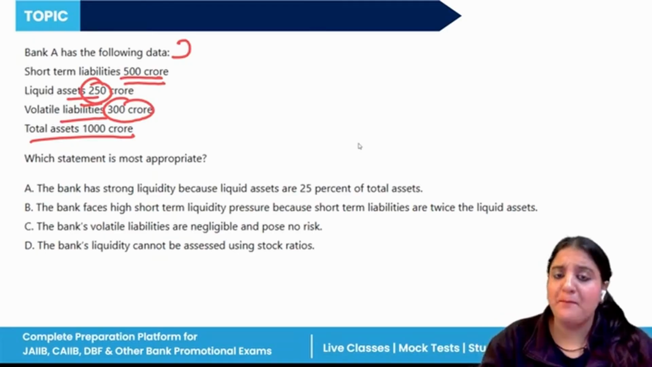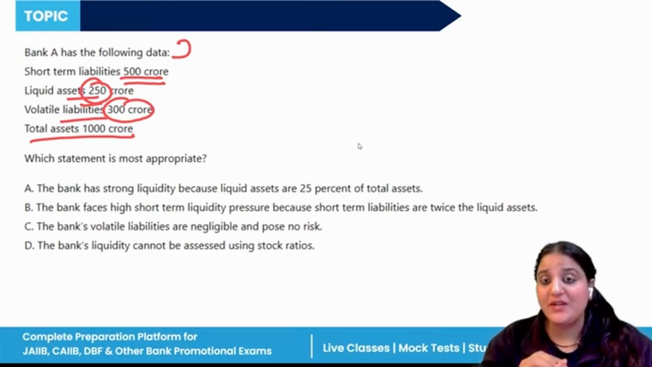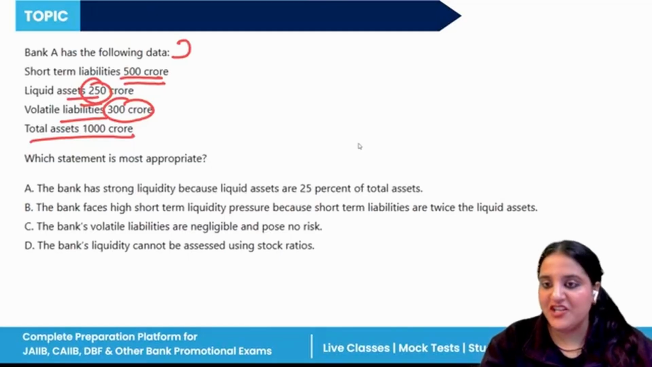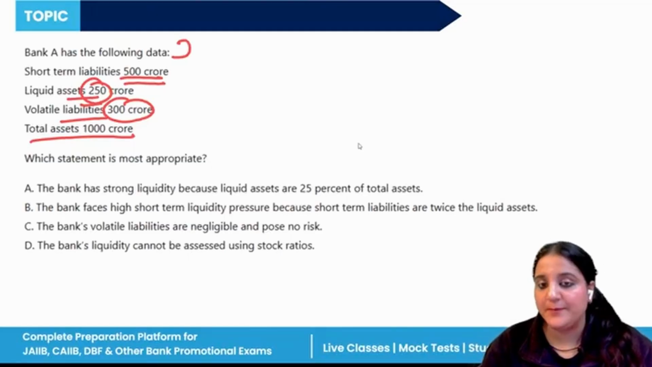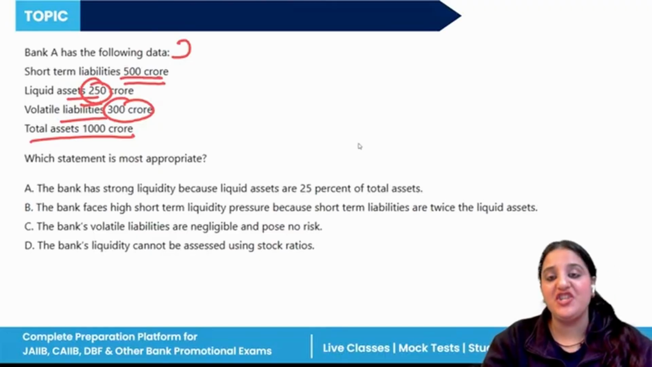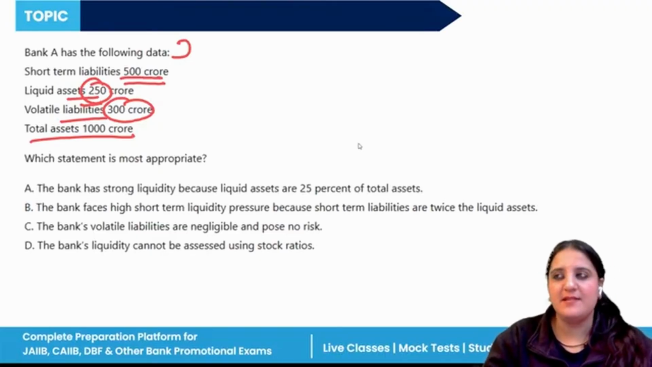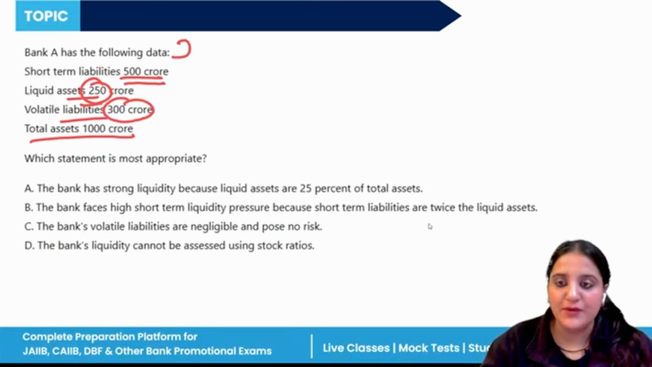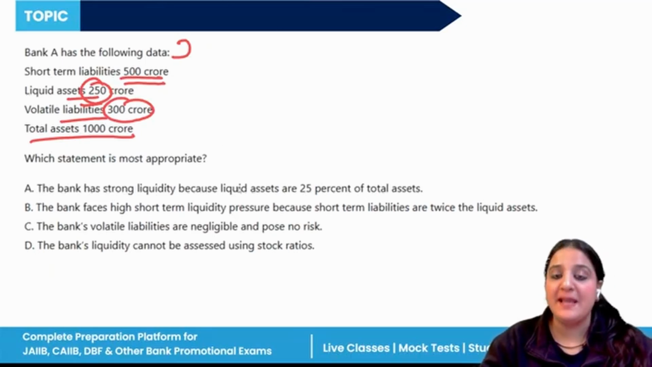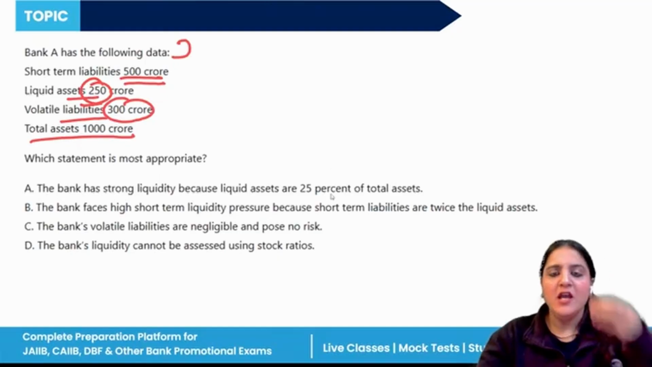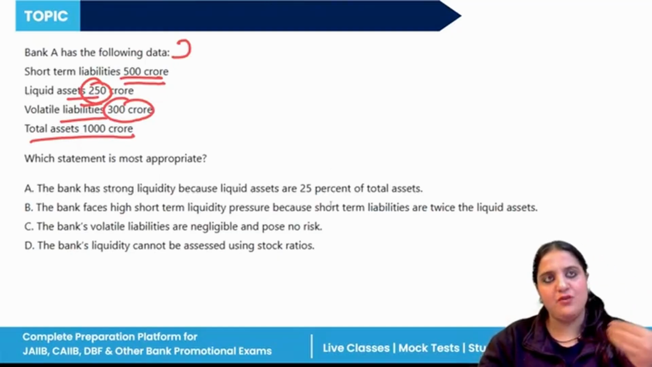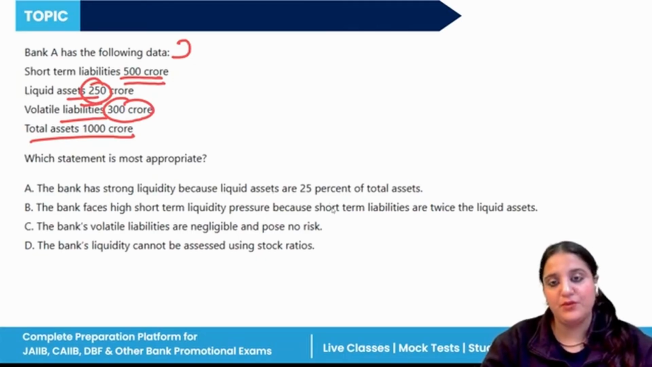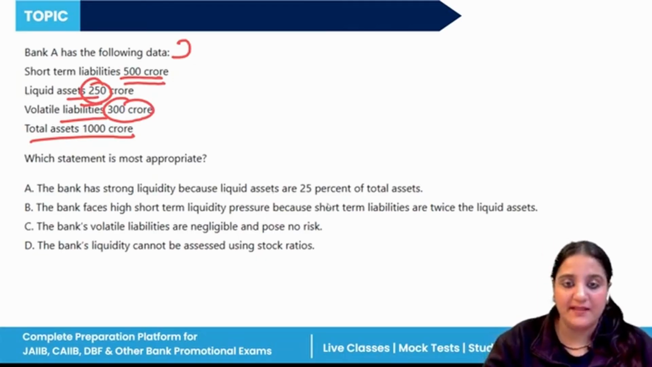So, the stock approach measures liquidity based on the level of assets, liabilities, and off-balance sheet exposures on a particular date. It focuses on balance sheet ratios to assess whether the bank currently has sufficient liquid assets relative to its liabilities, right? Some important ratios are core deposit to total assets, net loans to total deposit, time deposit to total deposit, and liquid assets to total assets.